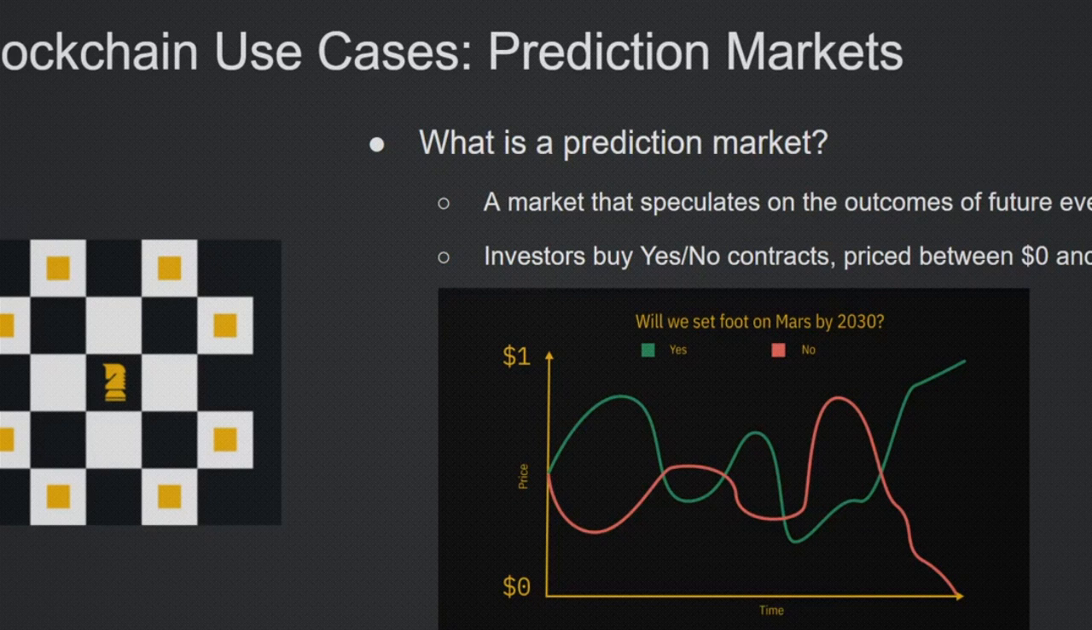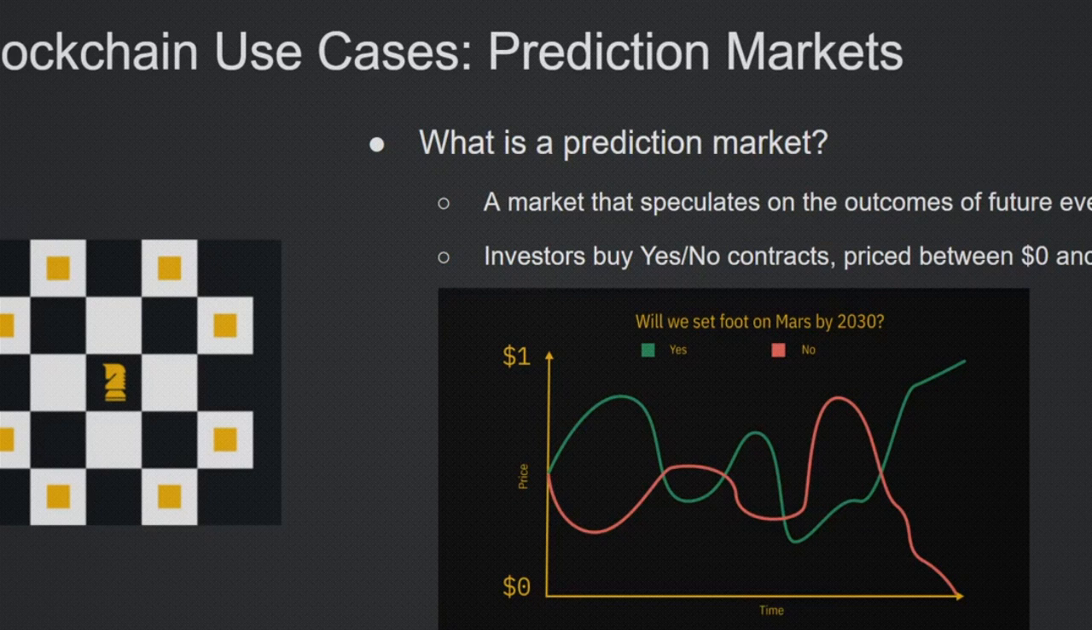So examples of that could include things like, will Trump win the next US election, or will Half-Life 3 come out by 2021? You can see the example we've put up on the screen here: will we set foot on Mars by 2030? So from that graph, you can tell that there are two possible outcomes, yes and no, and crucially, you also have an expiry date, which in our case is 2030.